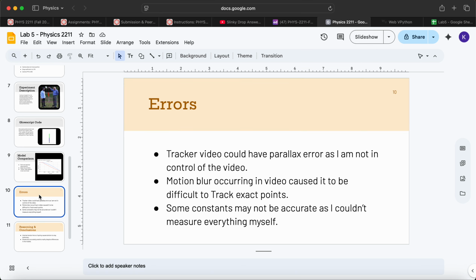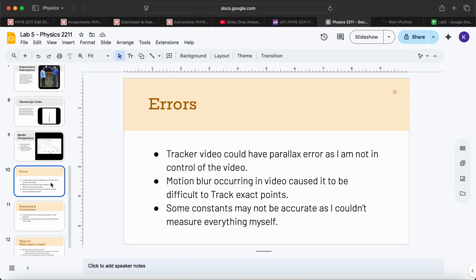Some errors that could have occurred: the Tracker video could have had parallax error as we were not in control of the video, and there's motion blur in the video, making it difficult to track exact points at times. Some constants may not have been accurate as I couldn't measure everything myself. I was relying on the internet to find the mass and the spring constant and things like that.